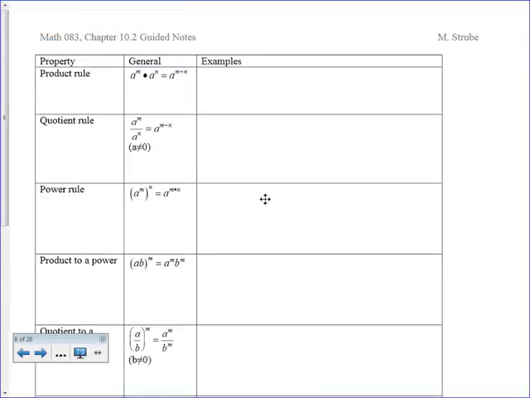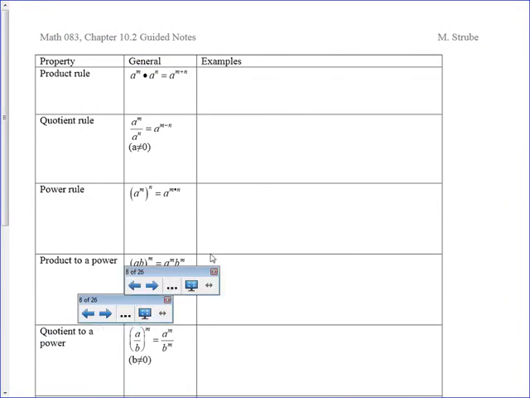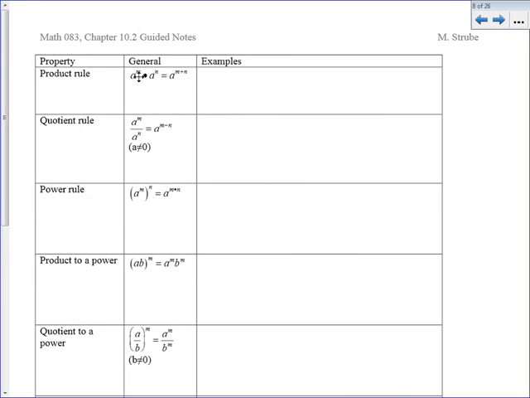So a lot of these rules we've actually worked with before. We've never talked about them formally, though. So the product rule, that's the one that we've actually seen the most, which says when you're multiplying like bases, so let's say I have x squared times x to the fifth. What do you do with those exponents? Add them. We've done that a lot. We've just never had a name for it. It's called the product rule.